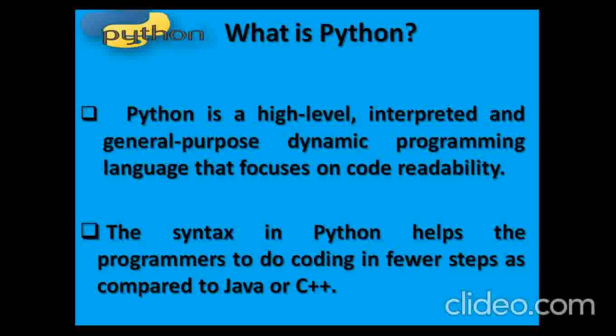Its syntax helps programmers to do coding in fewer steps as compared to Java or C++. So Python has very short lines of code. For example, in a C program, addition of two numbers requires 5 to 10 lines, but in Python programming, we require only 3 to 4 lines. So it is a compressed form of the language.